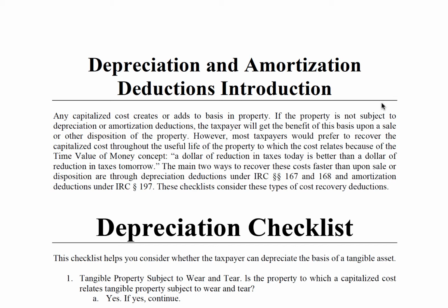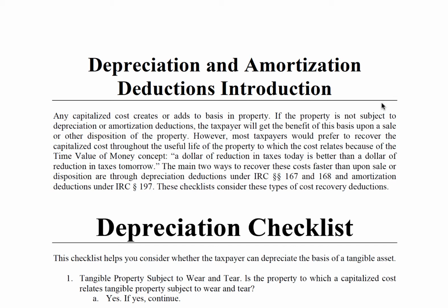So any capitalized cost creates or adds to basis. If you have a capital expenditure, it's going to go into the basis of the property. And that storehouse of unrecovered capital will potentially be able to be deducted through depreciation or amortization, which is this topic. Depreciation deals with tangible property. Amortization, though, deals with intangible property. Now, if you don't get the benefit of depreciation or amortization, there may be other types of deductions, but if you can't get even those deductions, just keep in mind that the storehouse of unrecovered capital in your basis still stays the same. So when you sell it or exchange it, you get to take into account that amount.